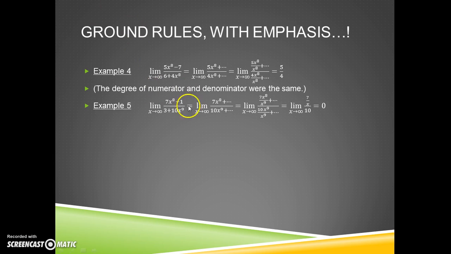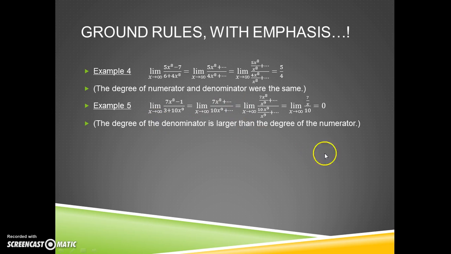In example 5, we evaluate the limit as x goes to infinity of (7x^8 − 1) over (3 + 10x^9). The degree of x to the 9th overpowers the degree of x to the 8th in the numerator, and so we end up with a limit of 0. The degree of the denominator is larger than the degree of the numerator.